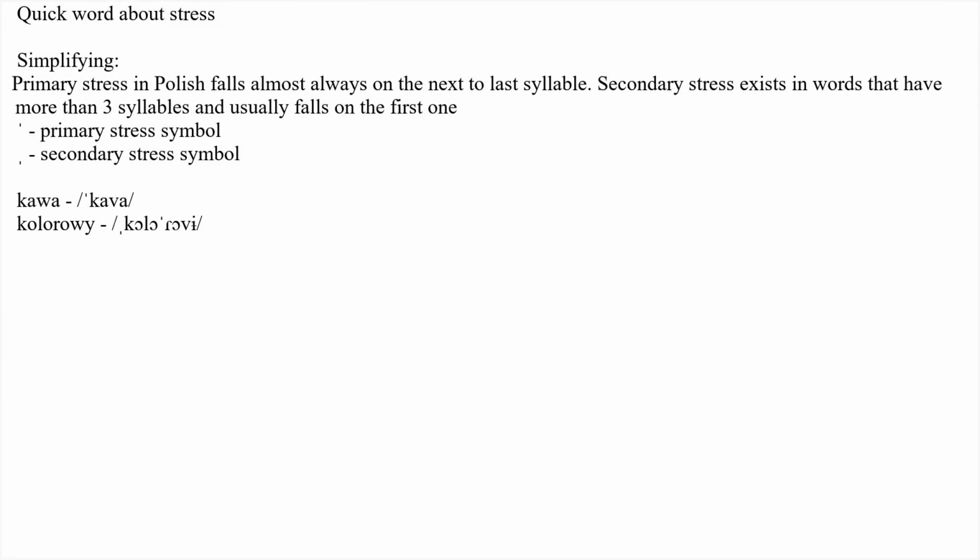Words have syllables, and some syllables carry stress and some do not. In Polish, primary stress almost always falls on the next to last syllable, as in kawa. There is also secondary stress, which exists in words that have more than 3 syllables, and it almost always falls on the first one, as in kolorowy. Ko is secondary stressed, ro is primarily stressed. Kolorowy.